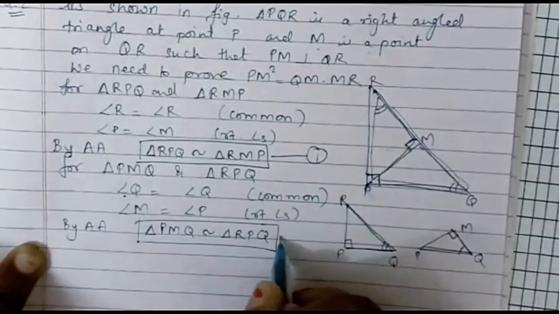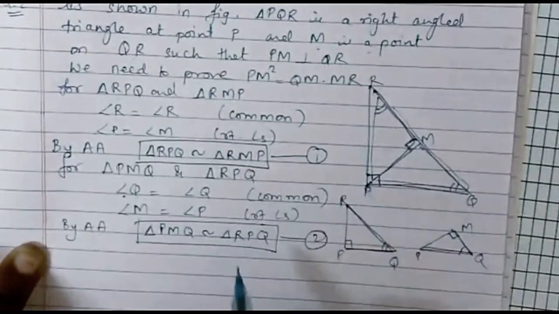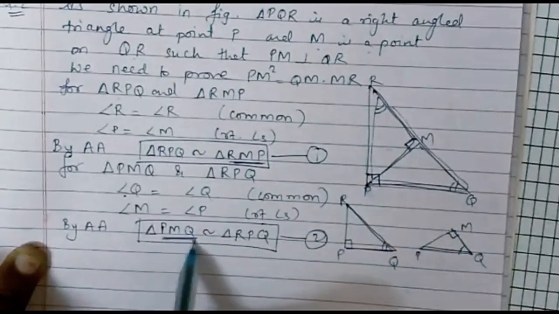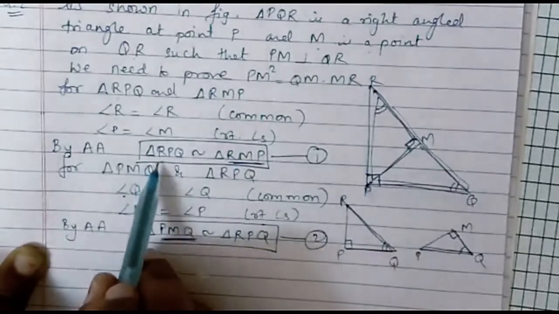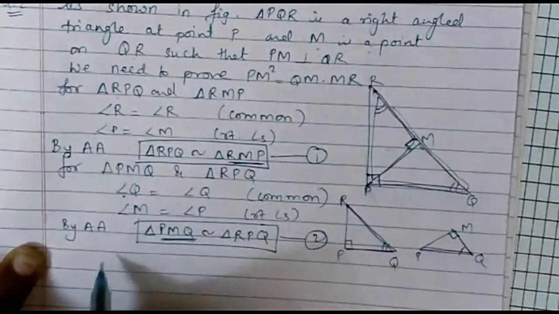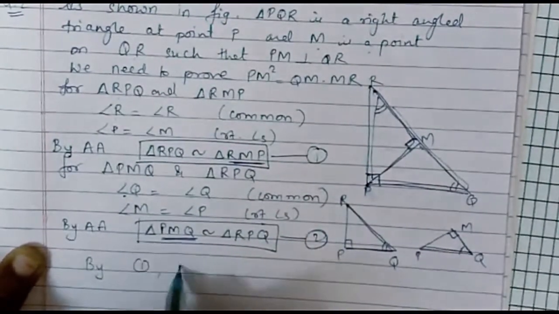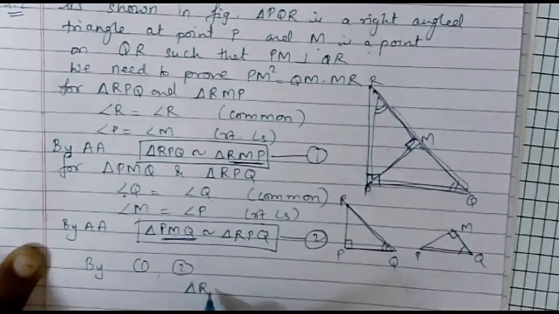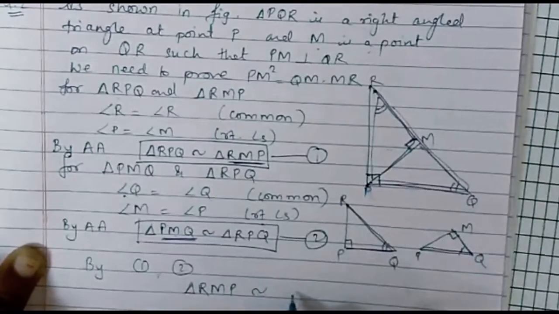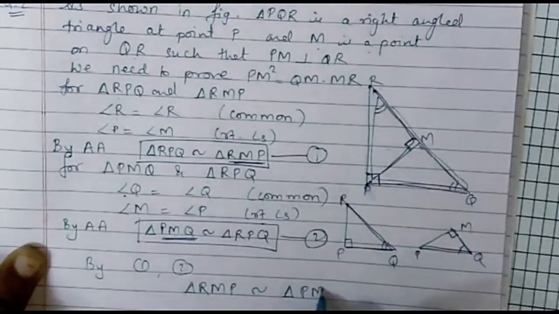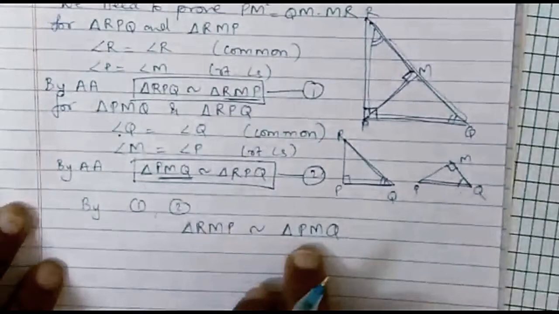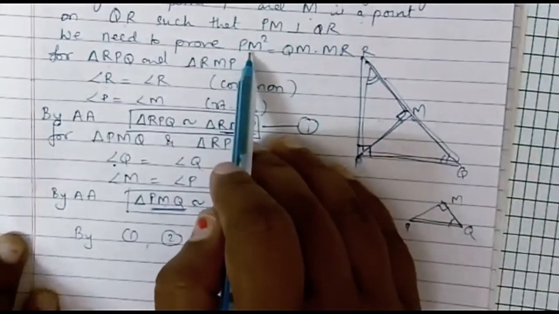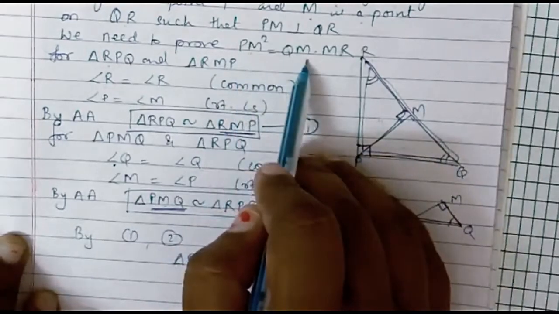Now you can compare result number 1 and 2, right? Here triangle RMP and triangle PMQ both are similar to RPQ. So by result number 1 and 2, these two triangles will also be similar. So triangle RMP will be similar to triangle PMQ. Now by the definition of similarity, we will find this result, PM square is equal to QM into MR.